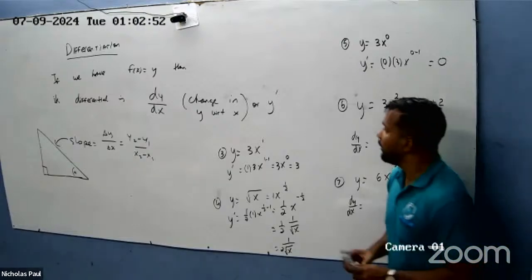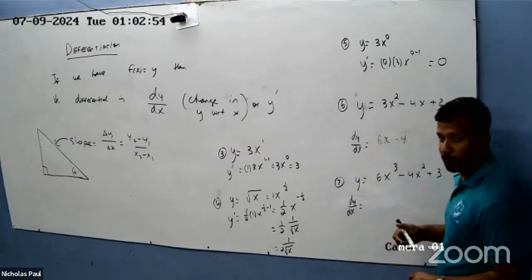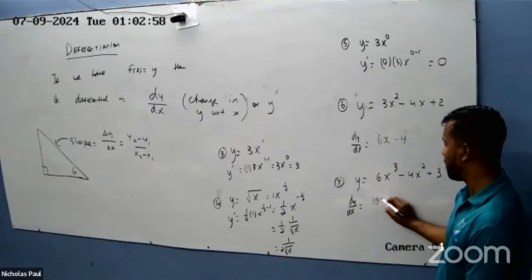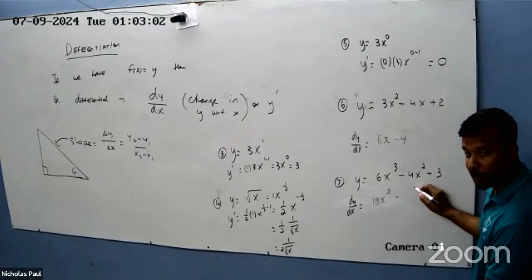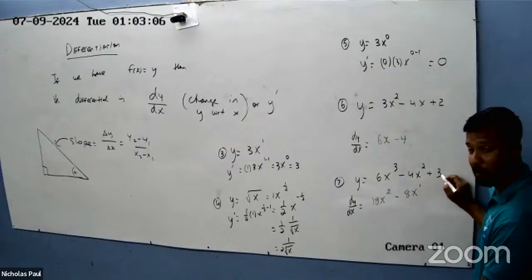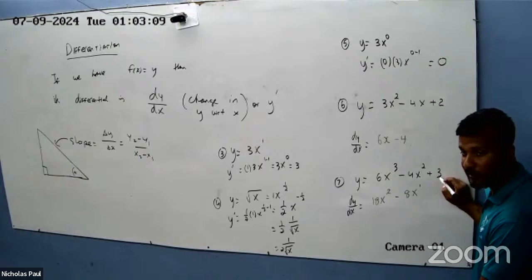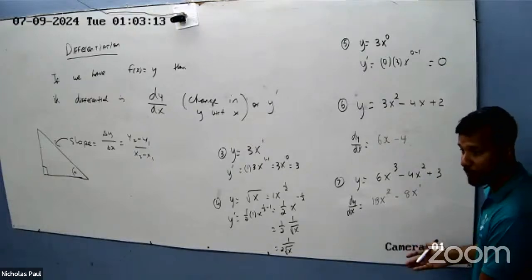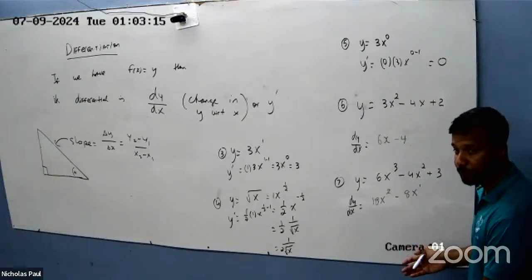Sorry there. Right? What did you all get? So 3 by 6 is 18. Minus 1 from the power. Here's what? 2 by 4 is 8. Minus 1 from the power. And the differential of 3 is 0. Very good. Right? So that's the principle of differentiation. Are you okay with that?